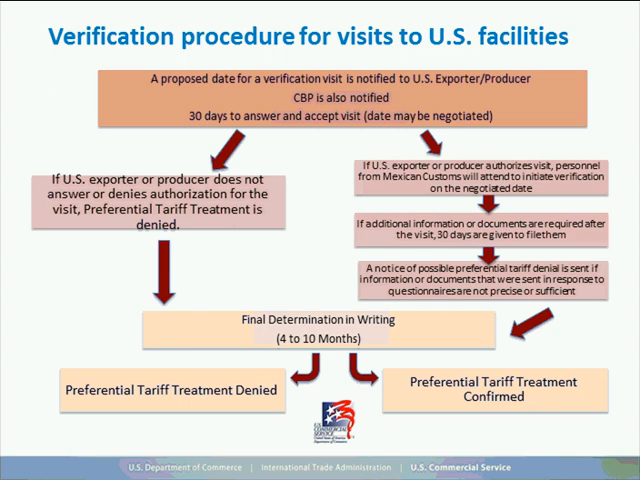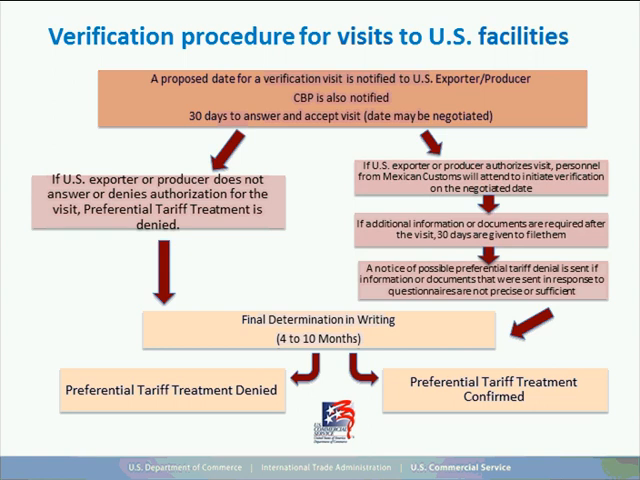So option 2, the Mexican authorities want to visit you in the U.S. A proposed date for a verification visit is notified to the U.S. exporter or producer. Customs and Border Patrol is also notified of this. You have 30 days to answer and accept the visit. Now, this is very important. Many times we are not prepared for the visit. Just avoid not answering. Answer and accept the visit, but negotiate another date that will be better for your company to receive Mexican Customs. They are willing to do that. The important thing is that contact is made with them.